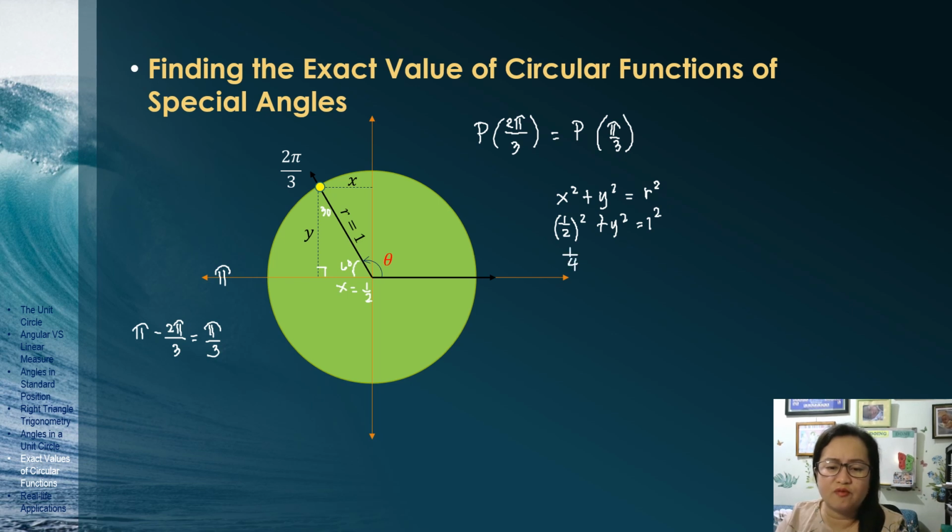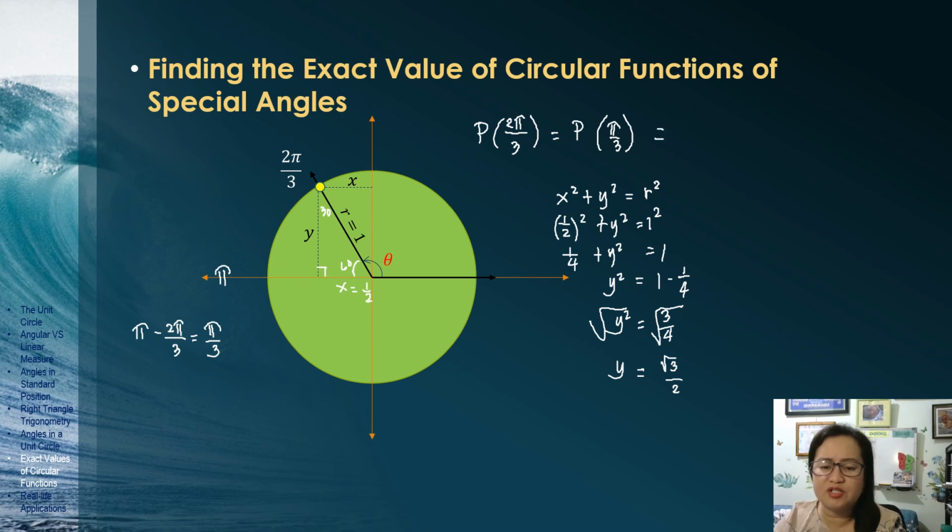Simplifying, we will have 1/4 plus y squared is equal to 1. Transpose 1/4. Y squared is equal to 1 minus 1/4. We will have 3/4. Extract the square roots on both sides, so you will have y is equal to the square root of 3 over 2. So therefore, the point is 1/2, square root of 3 over 2.